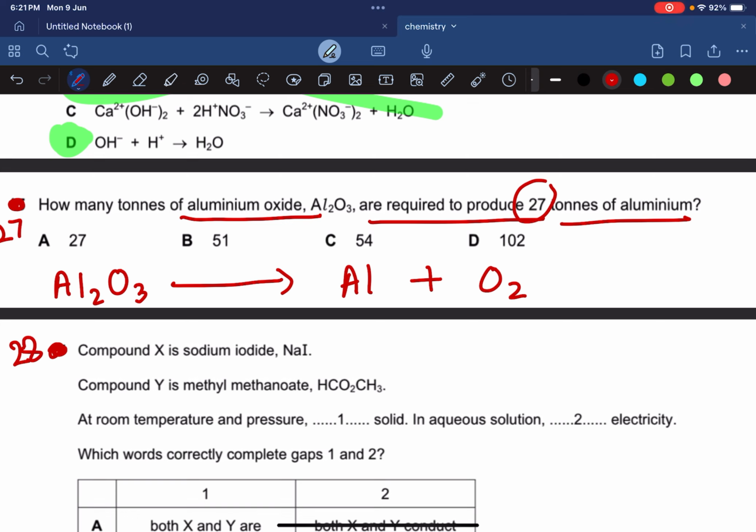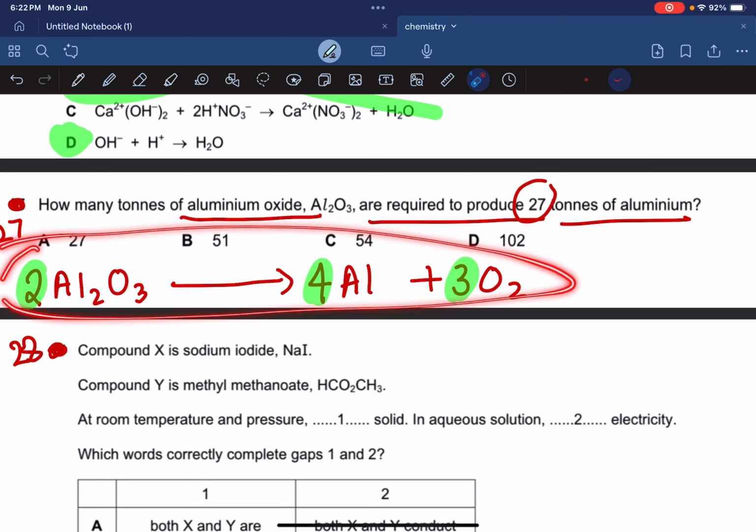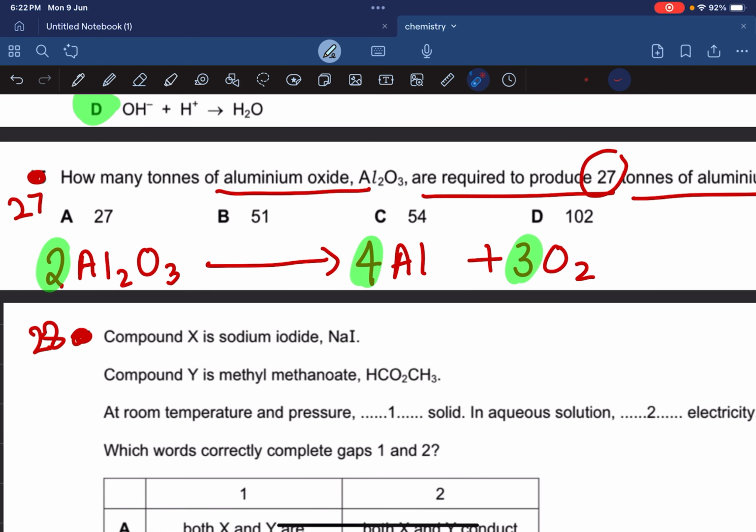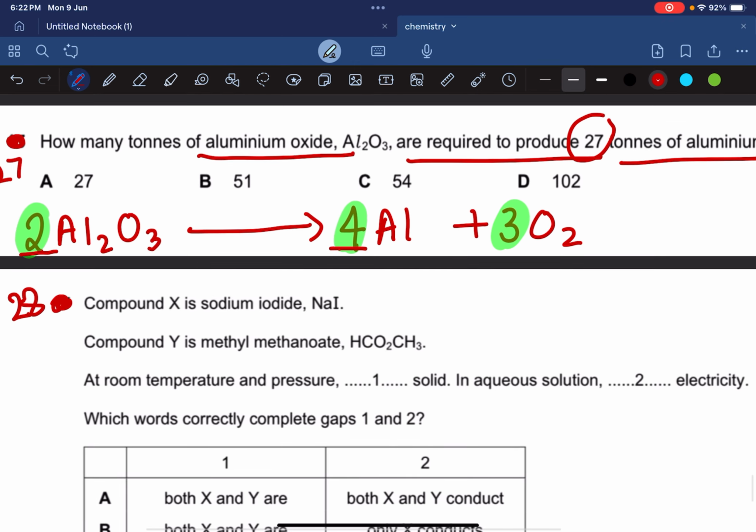So first of all, 2 here, 4 here, and 3 here. If you don't write the equation, how on earth are you going to figure out these moles? Many people don't write the equations. You can never figure out these moles if you don't write the equations. So now you just have to do simple stoichiometry. You have to figure out that 2 moles of aluminum oxide are going to form 4 moles of aluminum. Just figure out the mass of 2 moles of aluminum oxide.